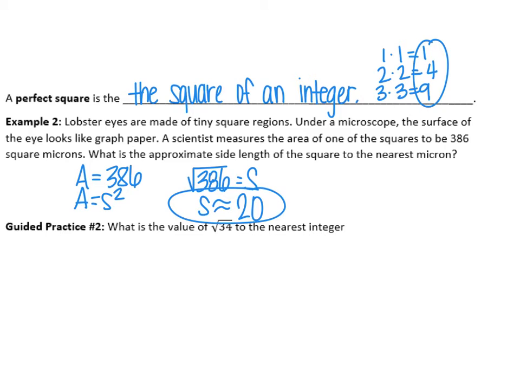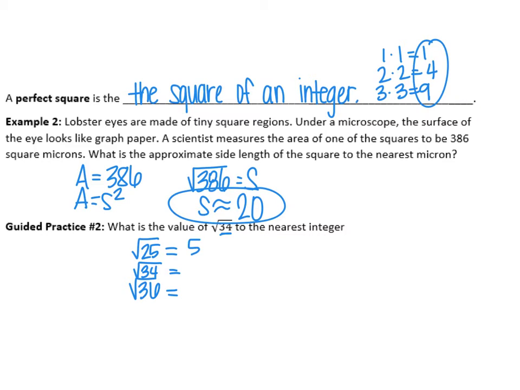Alright, guided practice number 2. What is the value of the square root of 34 to the nearest integer? So what I want you to do is think of your perfect squares. So I already know 1, 4, and 9. 4 times 4 is 16. 5 times 5 is 25. 6 times 6 is 36. So I've got 25 and 36. Well, 34 falls between there.